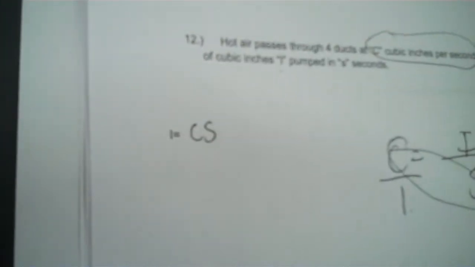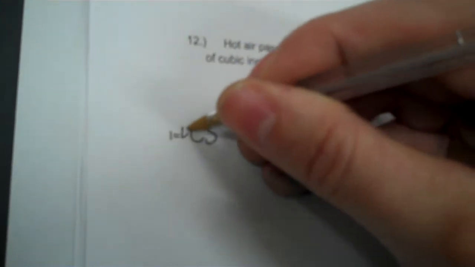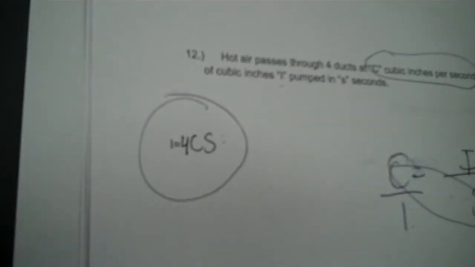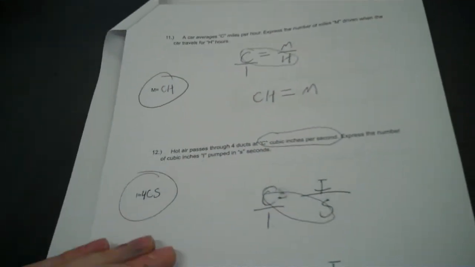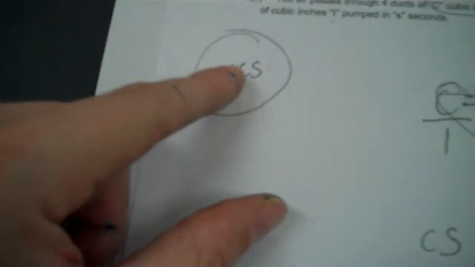So cs, but there's 4 of them. So you put times 4, just a 4 in front. You can also write times 4, it doesn't matter. So 4 times c times s. So you just kind of ignore the 4 and just put the 4 in front of the product right there.